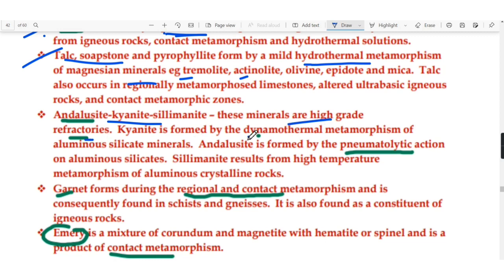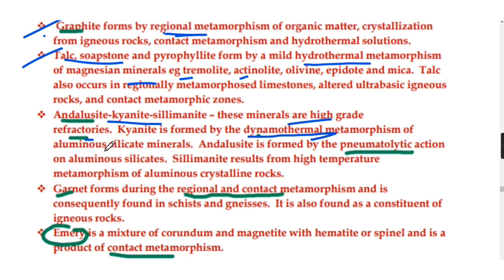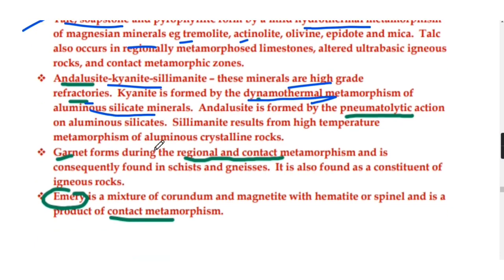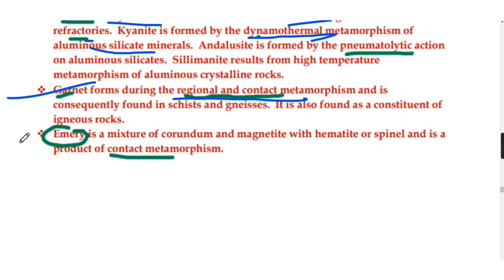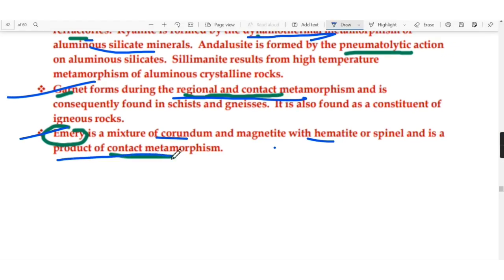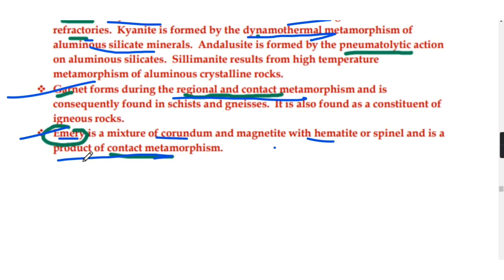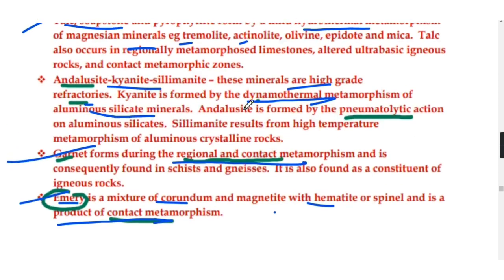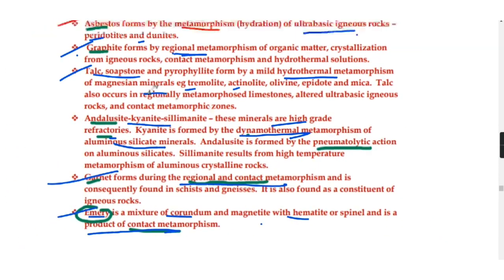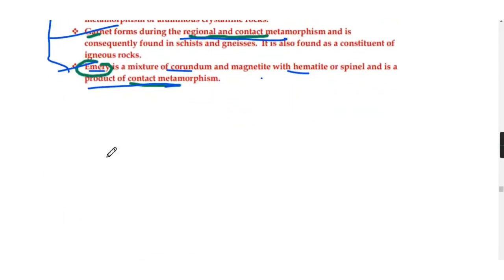Kyanite is formed by the dynamothermal metamorphism of aluminous silicate minerals. Garnet forms due to regional and contact metamorphism. Emery is a mixture of corundum and magnetite formed by contact metamorphism. It means due to contact metamorphism, emery is getting formed, which is a mixture of corundum and magnetite. All of these are important because one of these has been asked in the GSI exam. So this is the case.